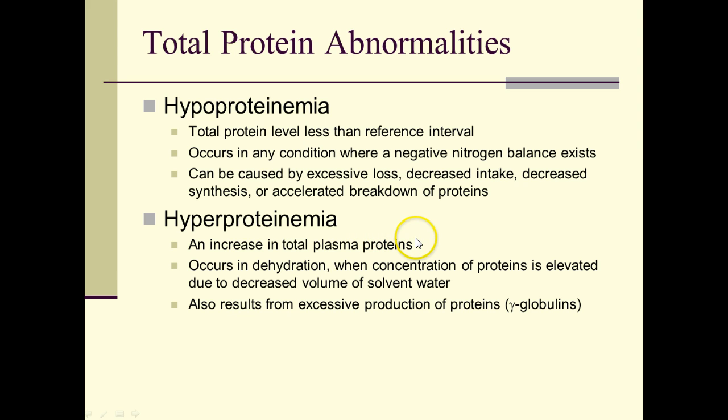Hyperproteinemia is a total increase. A big one is dehydration. Remember that albumin is increased in dehydration? When the concentration of proteins is elevated due to decreased volume of solvent water sometimes, or excessive production, which could be something like, don't memorize this, but Waldenstrom's macroglobulinemia, multiple myeloma, those have excess production of proteins. We'll talk about those in immunology, but those are some diseases that can just produce too much protein.